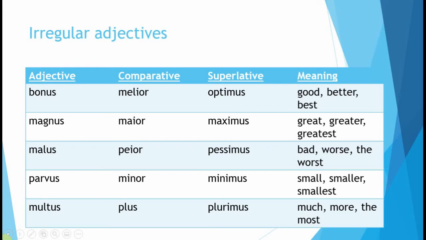Multus, plus, and plurimus: much, more, and the most. So these are just for you to be aware of whether they are an adjective, a comparative, or a superlative.